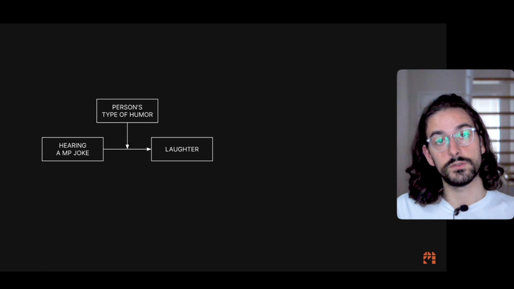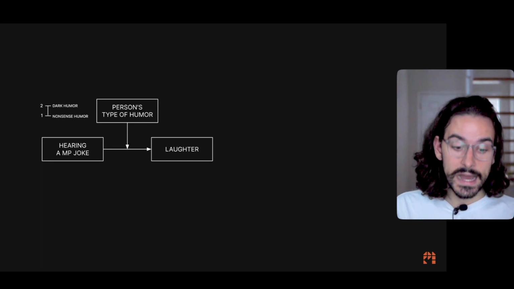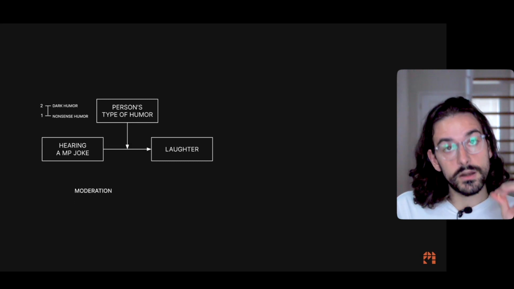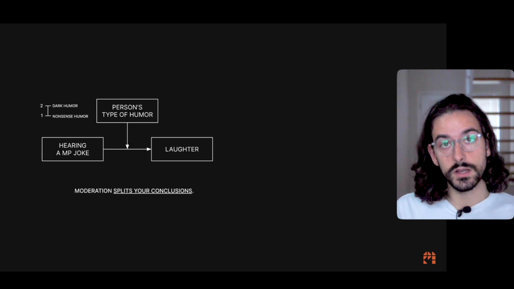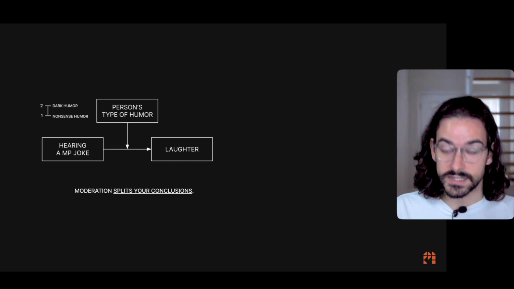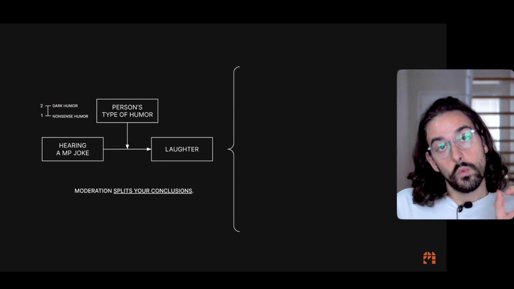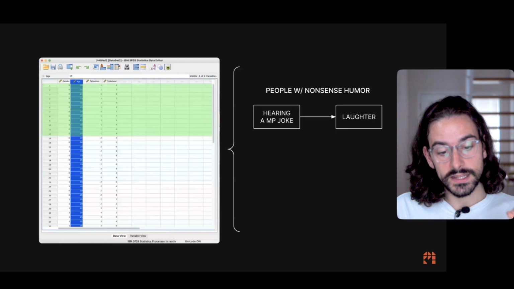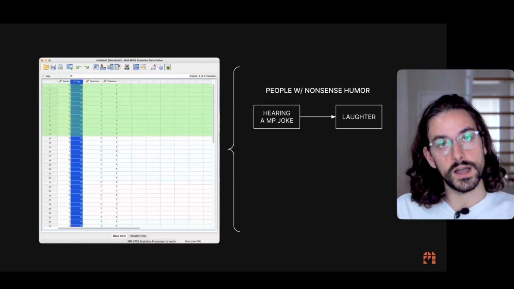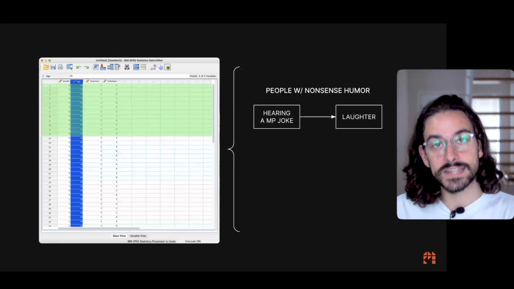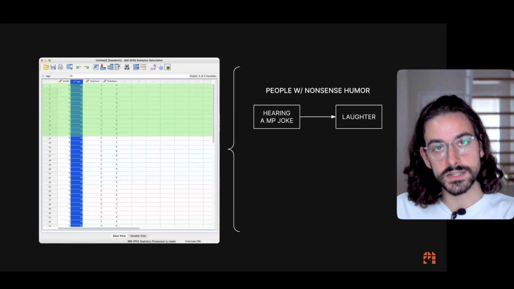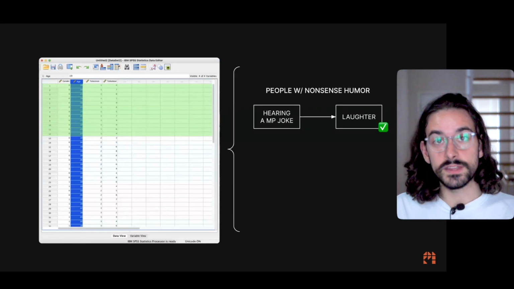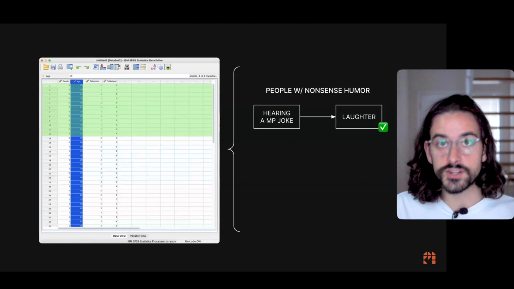And here we're going to have two levels, dark humor or nonsense humor, which is more the British humor. This is a moderation, and a moderation splits your conclusions. Bear with me. I'm going to tell you what it means. What we're going to do is repeat the study, but this time we're going to select only people with nonsense humor, and we're going to test if hearing a Monty Python joke makes them laugh. And then we're going to find out that they laugh, right? Because they're into the British nonsense humor.